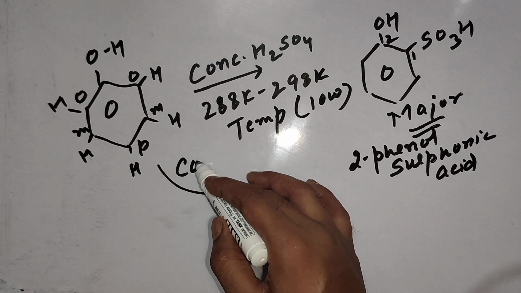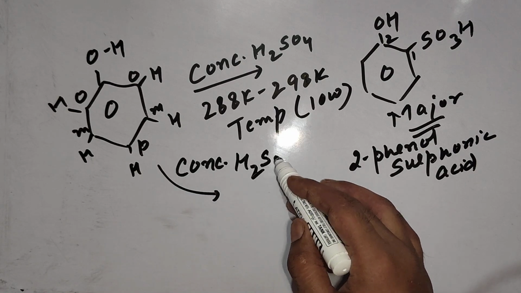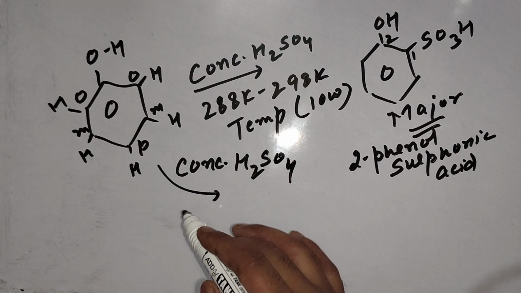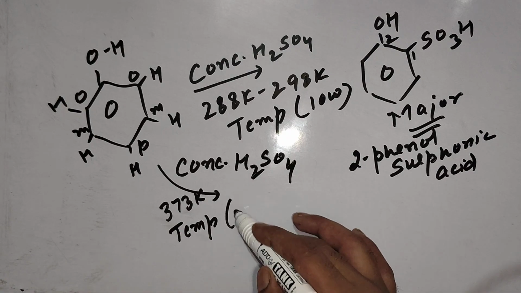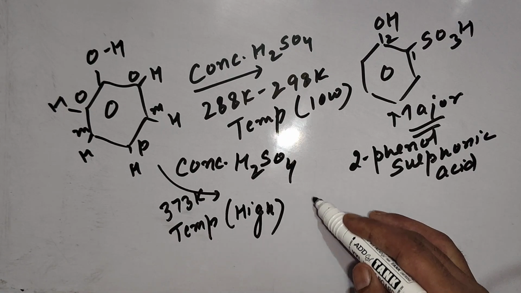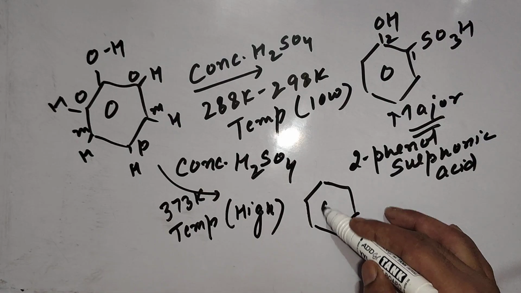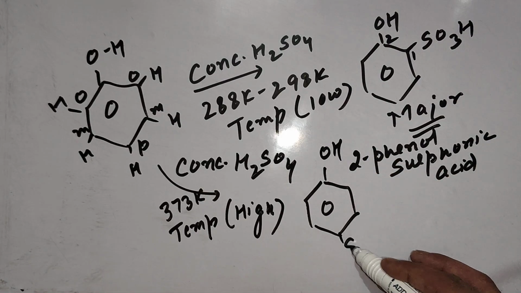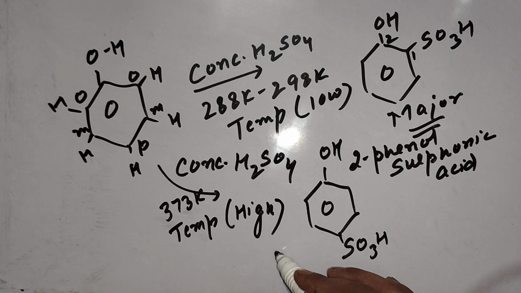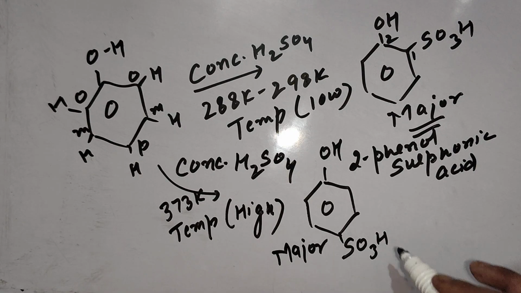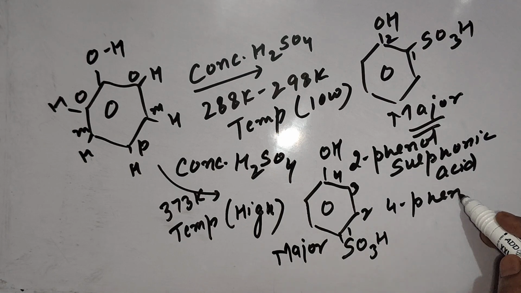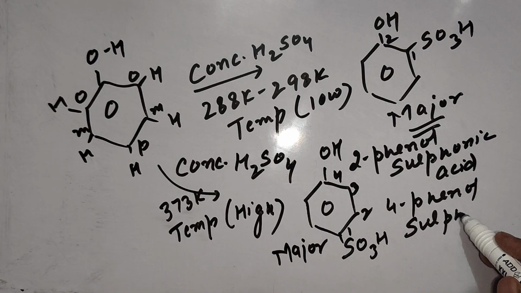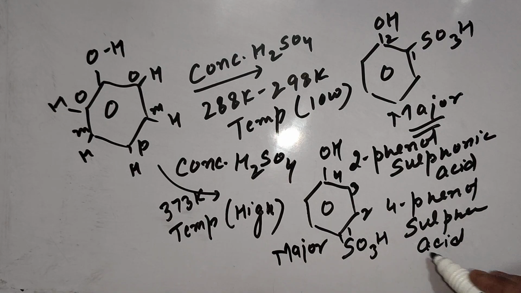Same reaction, means if sulphonation of phenol you are carrying out at 373 Kelvin temperature, means at high temperature, in this condition the sulphonic group will be added on para position. This will be your major product. IUPAC naming 1, 2, 3, 4, 4-phenol sulphonic acid, or paraphenol sulphonic acid.